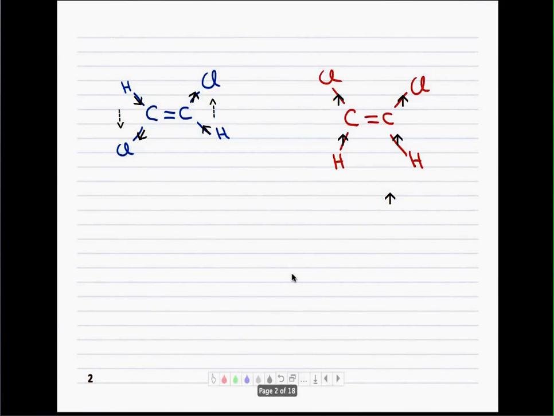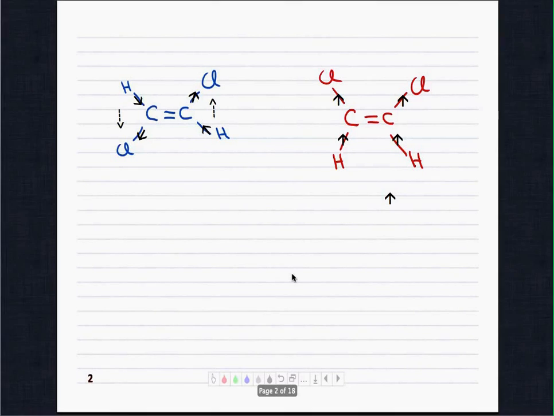Now with this, we're done with polarity. We're going to start a new topic, and it is one of the very important topics in chapter 8, which is the formal charge. First of all, I'm going to teach you how to calculate the formal charge, and after that, I'm going to tell you the importance of knowing a formal charge.